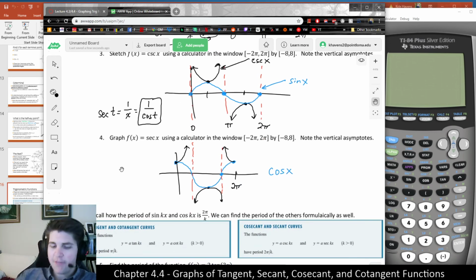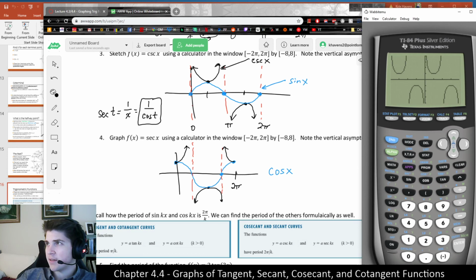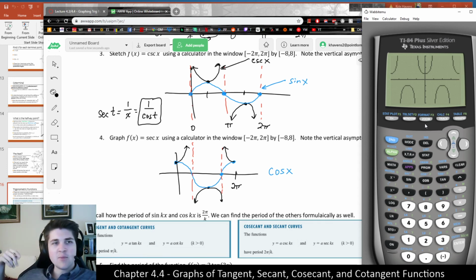But also, if you look at the graph of secant in the calculator, notice that it's the same graph as cosecant, just like how sine and cosine are really the same thing. They're just phase shifted. Same with secant and cosecant. They're the same graph. They're just moved over by pi over 2, which is also why they're called cofunctions.